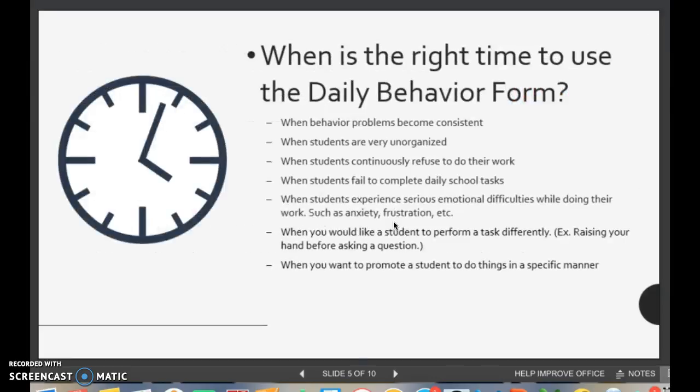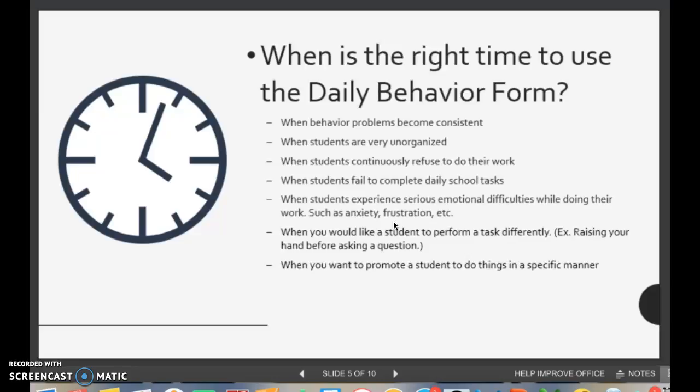When's the right time to use this? When behavior problems become consistent. So if you want to use it to decrease behaviors, it's when they become consistent, when they're unorganized, when they refuse to do their work or complete daily tasks, or when they're just really emotional or stressed. That can be a good thing to use for behaviors like that as well.